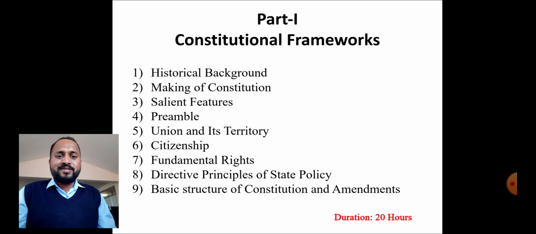Right? So we'll discuss that. Then from the fifth chapter our constitution begins, meaning article number 1 begins. Union and its territory extends from articles 1 to 4. Sixth chapter, citizenship. In citizenship, we'll learn how to get citizenship of India and how citizenship is terminated. We'll discuss from article number 5 to 11.